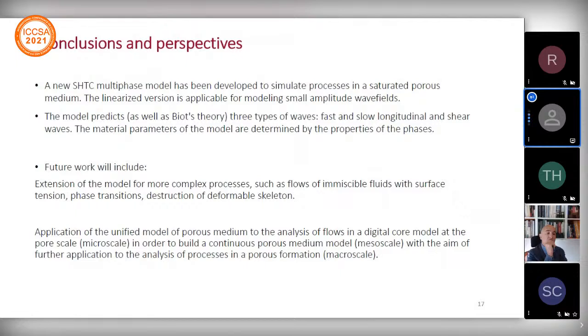We plan to continue our work, and it will include the extension of the model for more complex processes, such as flows of immiscible fluids with surface tension, phase transitions, destruction of skeleton, and so on. And this extension of the unified model, we would like to apply for analysis of flows in a digital core and at the pore scale in order to build a continuous porous medium model on the mesoscale level, with the aim of further application to analysis of processes in a porous formation at the macro scale.